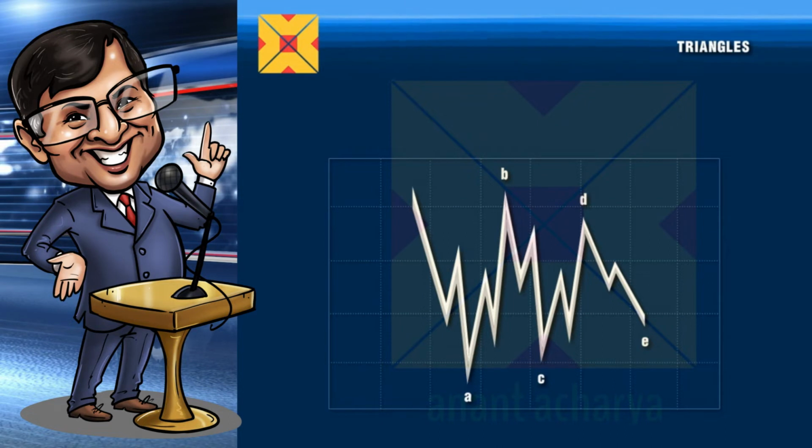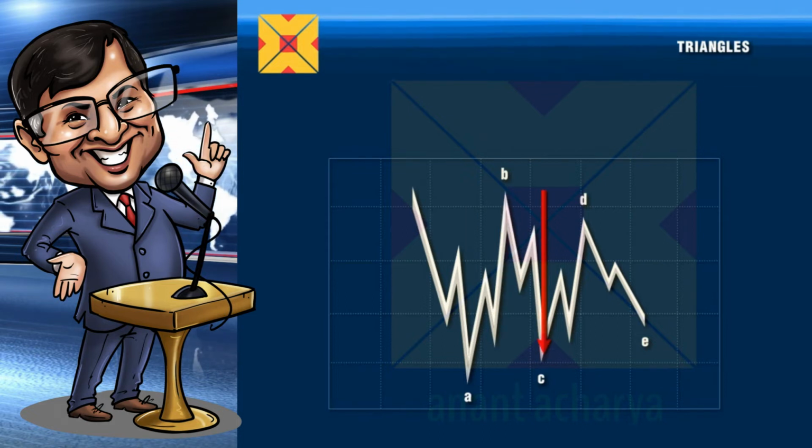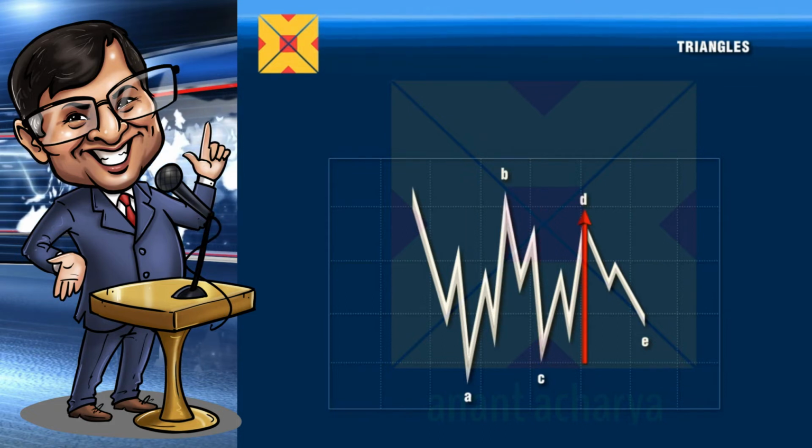3-3-3-3-3. The five corrective waves that form the triangle overlap over one another, and the same price level is covered by the market movement again and again as long as the triangle lasts.